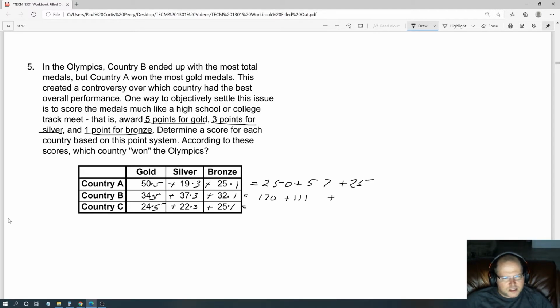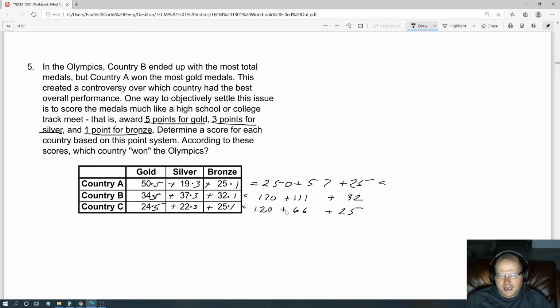And then we are going to say 32 times 1, which is just 32. I know my handwriting's kind of bad. I have trouble reading it too, so just do your best. All right, so 34 times 5 is 120. And I'll try to do better with my handwriting. And then 22 times 3 is 66. And then we'll say plus 25, like that.